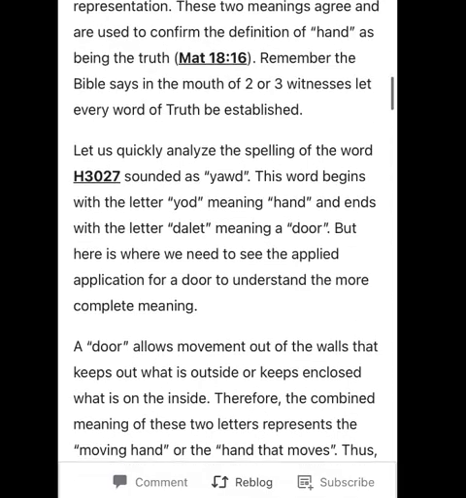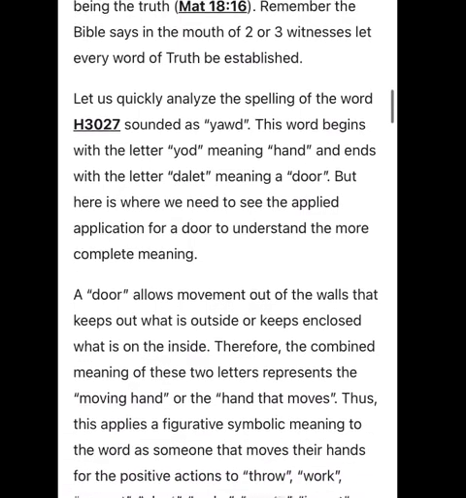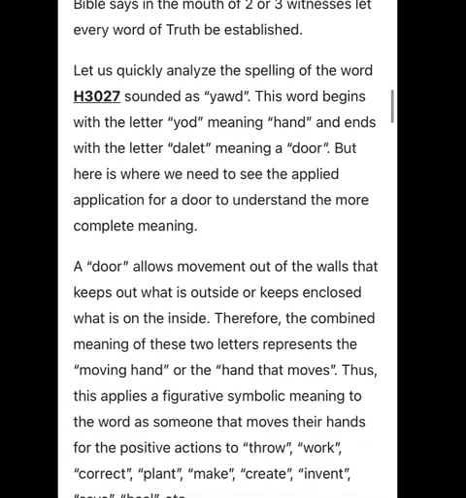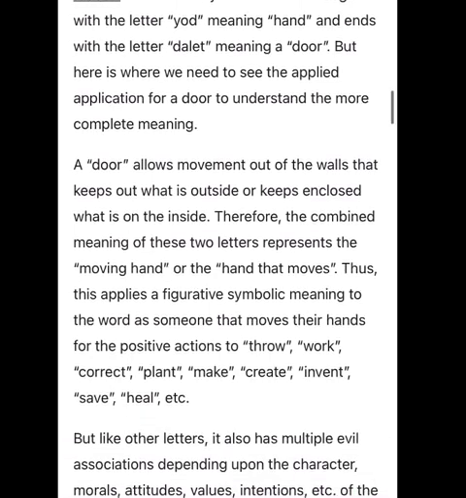All right, and it says when you actually build the word in Hebrew, Yad, it says, "Let us quickly analyze the spelling of the word yad. This word begins with the letter yod, meaning hand, and ends with the letter dalet, meaning a door. But here is where we need to see the applied application for a door to understand the more complete meaning."